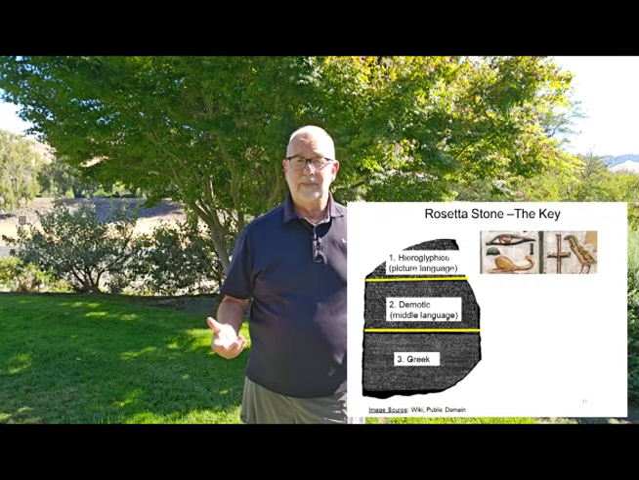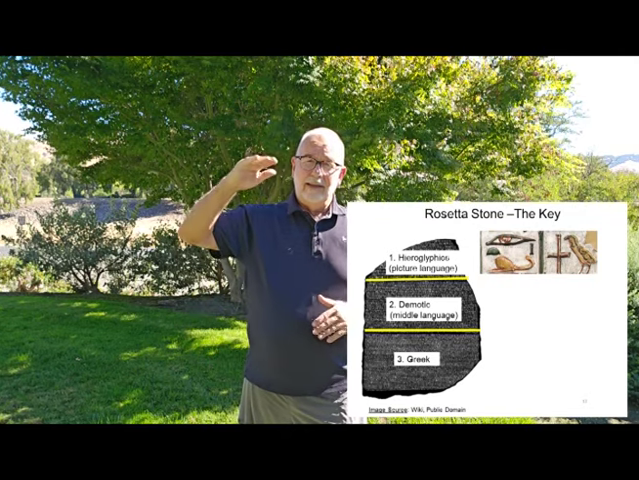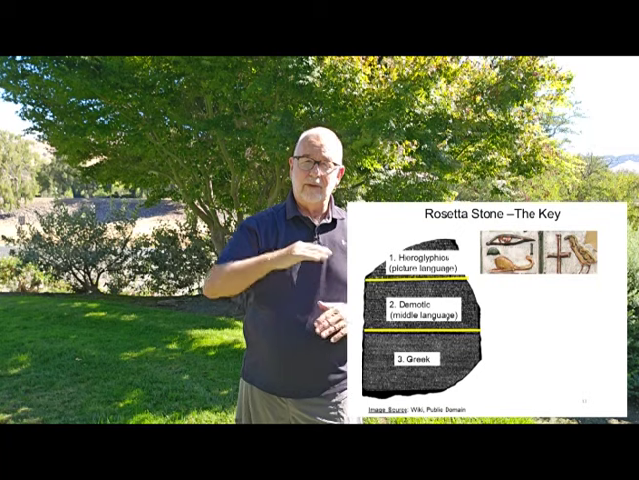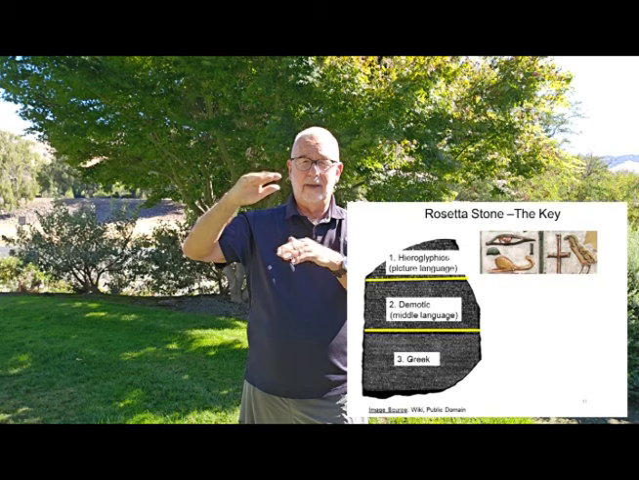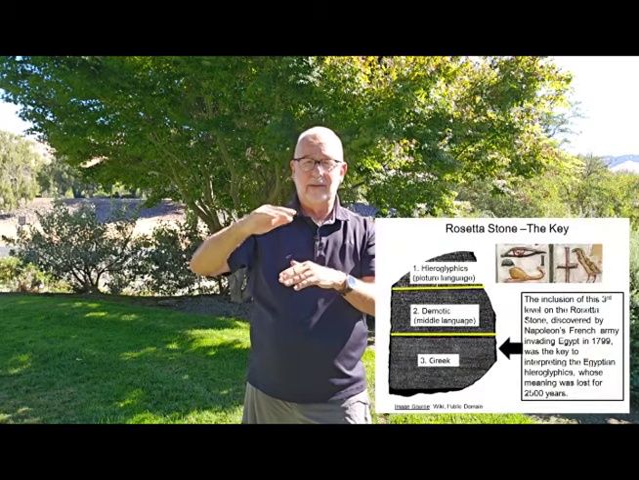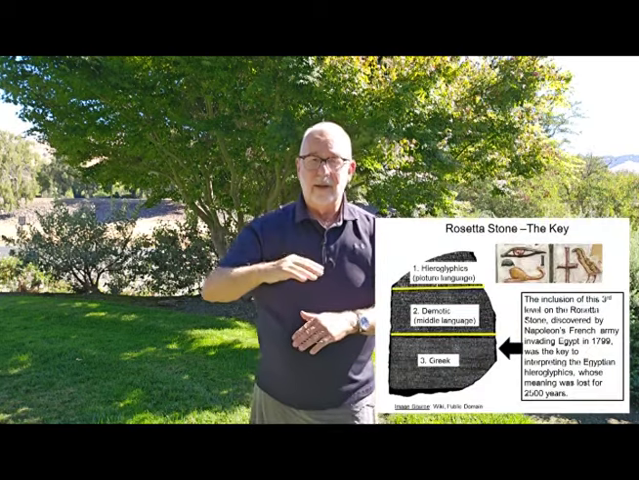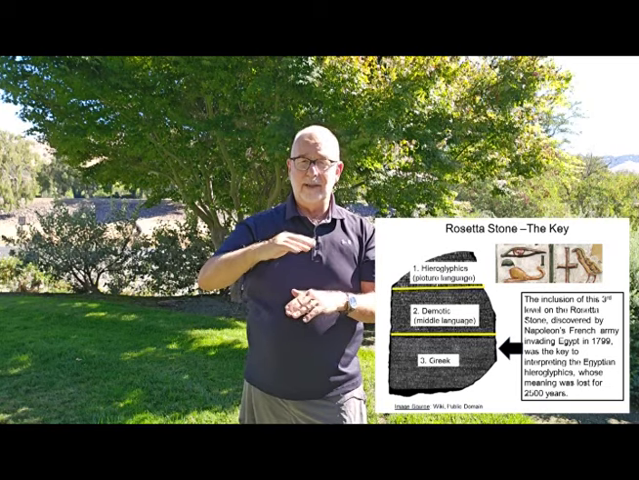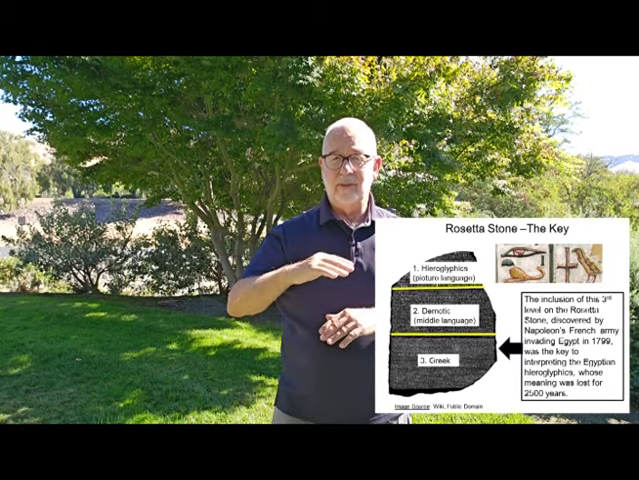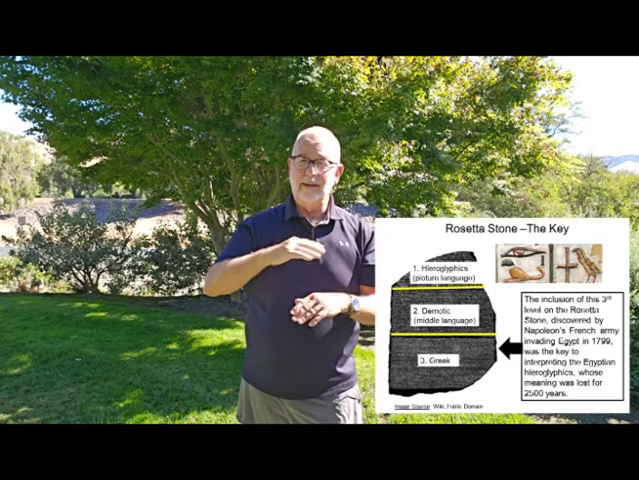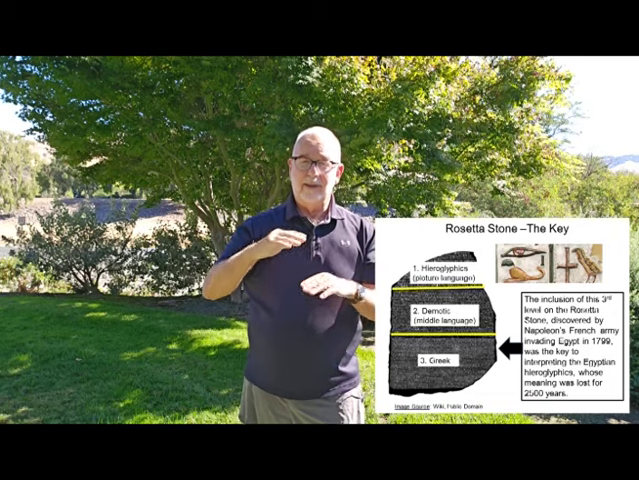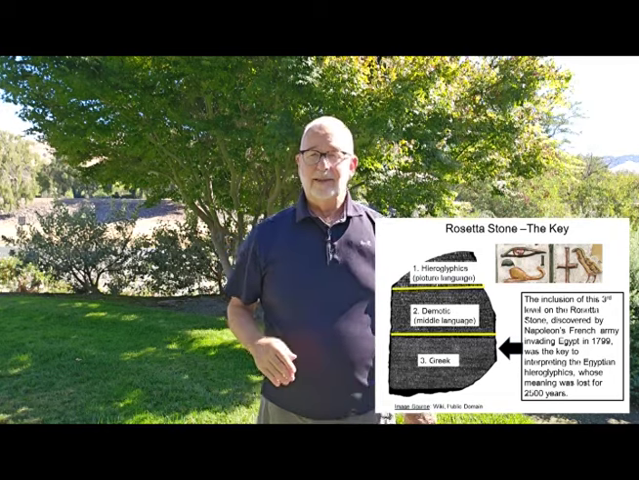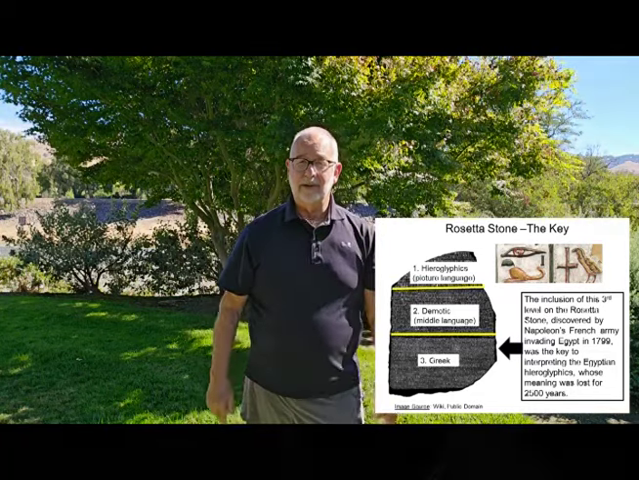And so this was the key that was missing all this time, because the stone contained 3 levels of language, all talking about the same thing. The first was the hieroglyphics, as you can see in the slide in the background. Second was a secondary language. And the third was a Greek language, ancient Greek, but we understood ancient Greek very well. And so with the inclusion of these 3 levels, especially the Greek, the Egyptologists were able to start the process of interpreting the hieroglyphics.